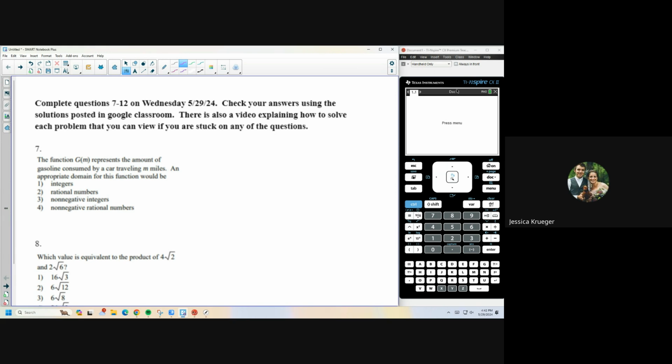So we have real numbers, which is any number you can think of. There are imaginary numbers, but we haven't learned about those yet. So for right now, any number you can possibly think of is a real number. Within the real numbers, they're split into two categories. We have rational numbers and irrational numbers.